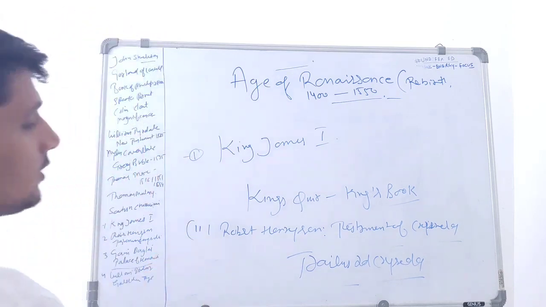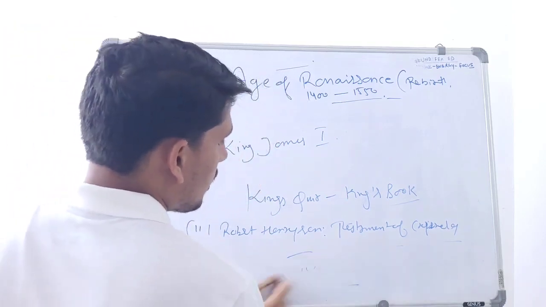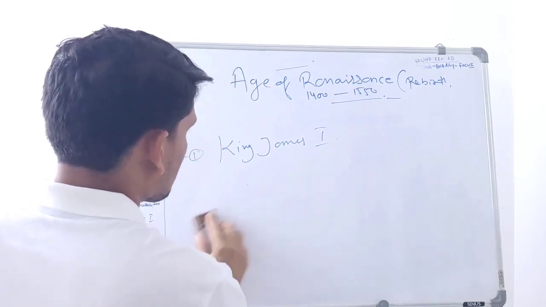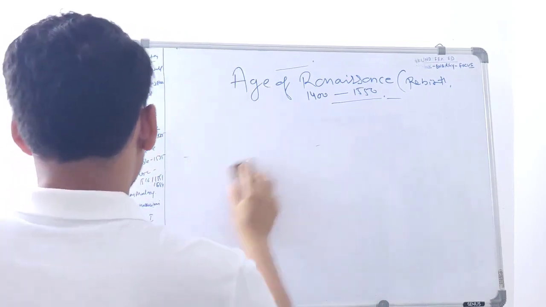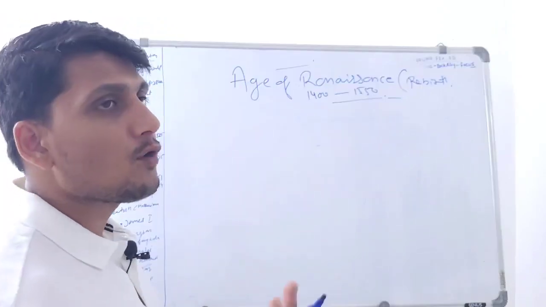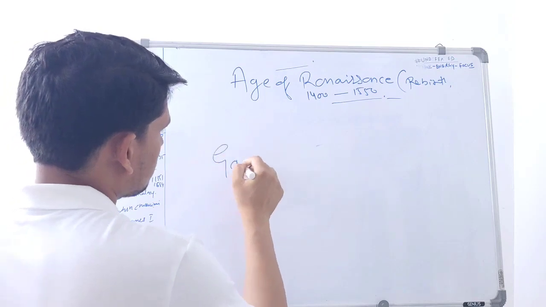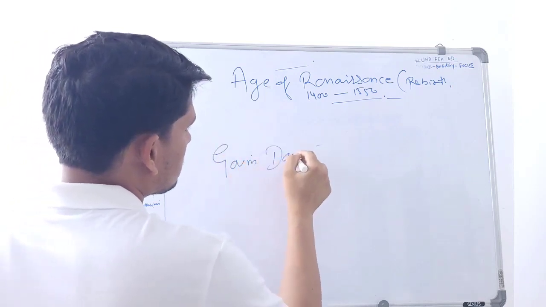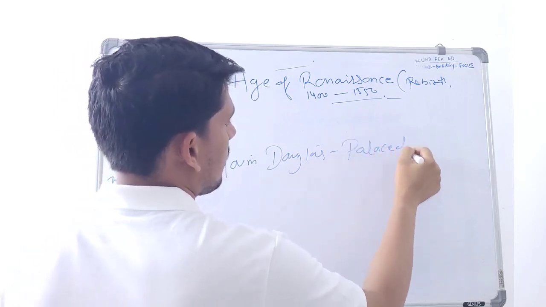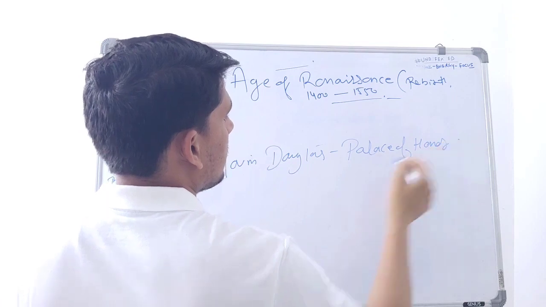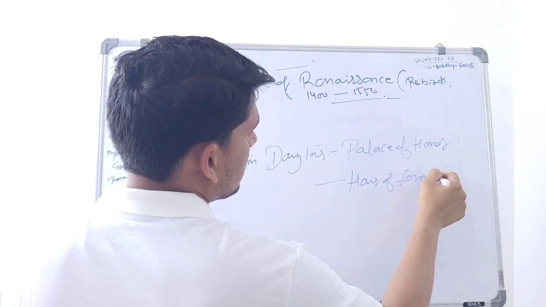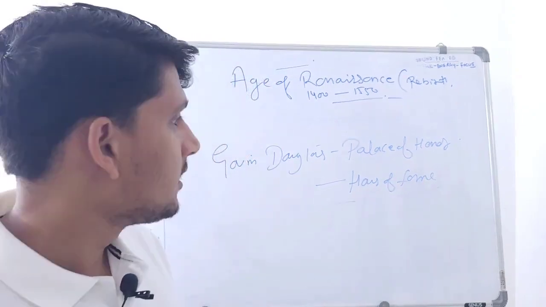The third one is Gavin Douglas. Gavin Douglas wrote a work called the Palace of Honor. It was the imitation of the House of Fame, which was written by Chaucer, right?